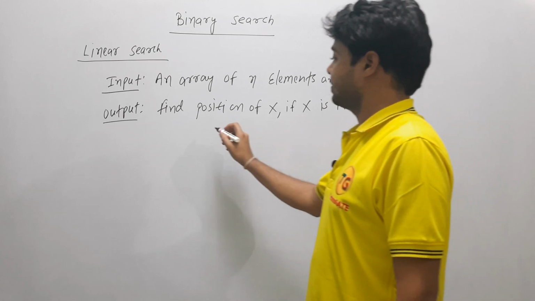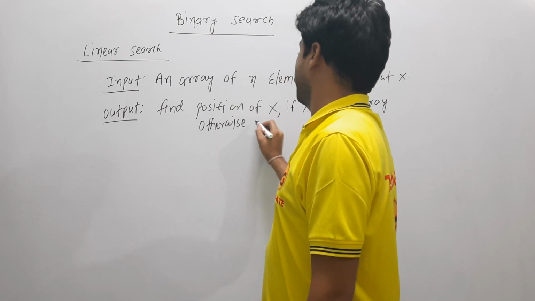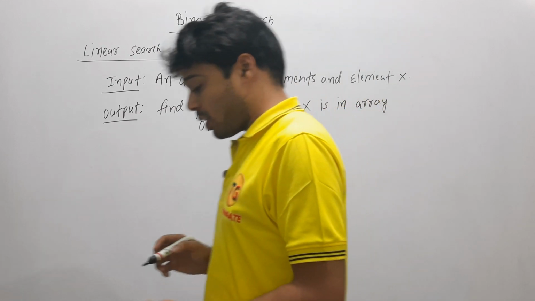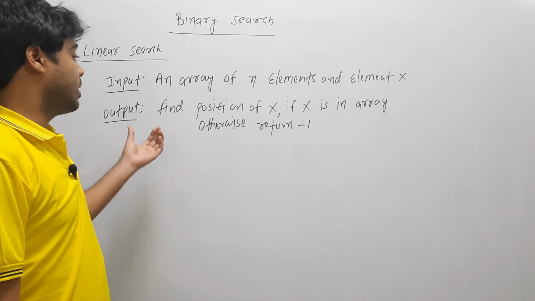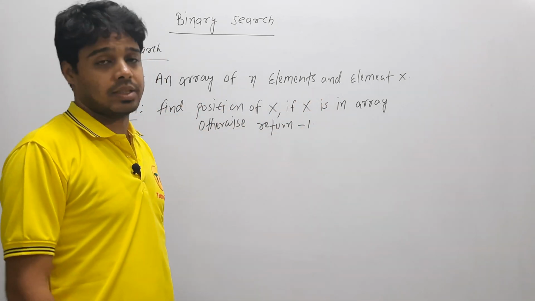Otherwise, return -1. So if x is in the array, find the position of x. Otherwise, return -1.